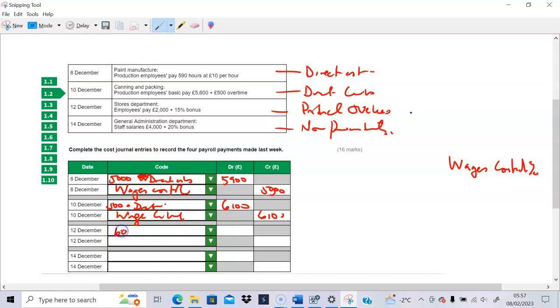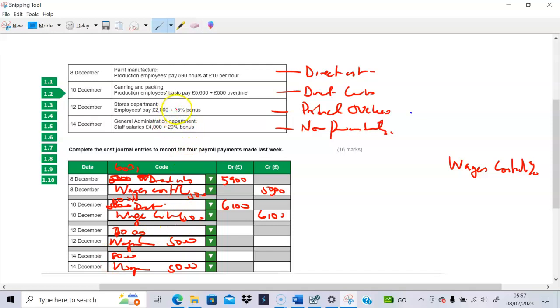And then we are debiting the, I believe it was, sorry, I think I've got the codes wrong, but you can fix that. I think the direct cost code is 6,001. Yes, this is 6,001. And then the wages control code is 5,000. So all these are wages control 5,000, right? Those are those codes. And then the production overhead code is 7,000, and then the general admin code is 8,000, right?